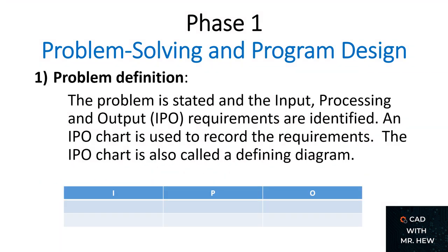In phase 1, the first step is problem definition. The problem is stated and the input, processing, and output requirements are identified. An IPO chart is used to record the requirements. The IPO chart is also called a defining diagram. Here we have an example of an IPO chart, and in the next slide we'll be looking at the actual question that is needed for this IPO chart.